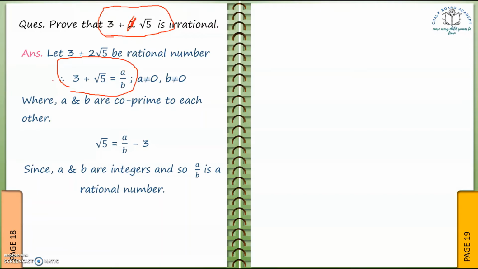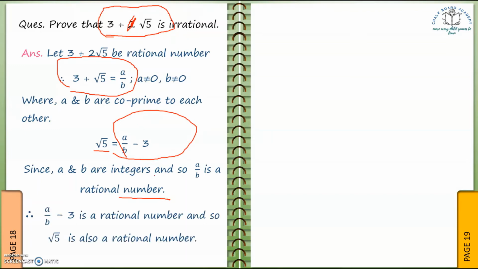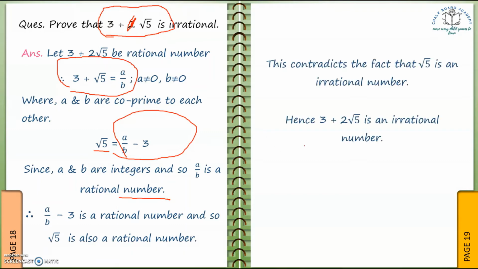3 plus root 5 is equal to a by b, where a and b are co-prime numbers. So we can say that root 5 is equal to a by b minus 3. A by b is a rational number, 3 is a rational number, then it must yield a rational number. Then root 5 becomes a rational number, but we already know that root 5 is an irrational number. Hence, a by b minus 3 cannot be a rational number. So our assumption is wrong and 3 plus root 5 is an irrational number.